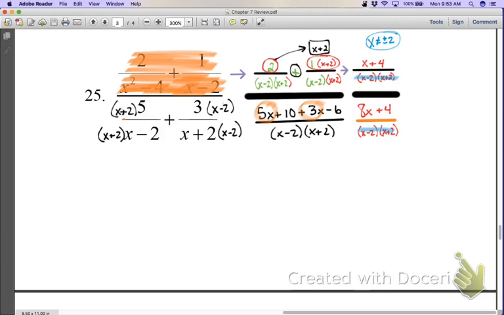From here, it's completely up to you as far as what you want to do, whether you want to keep everything stacked, or if you want to do keep, change, flip. Again, it's up to you how you want to do it. If you want to do keep, change, flip, that's fine. All that means is I'm going to keep the top exactly like it is. And I'm going to have x plus 4 on top over x minus 2 and x plus 2. I'm going to change from division to multiplication. And then I'm going to flip my bottom fraction. So I'm going to have x minus 2 and x plus 2 on top. And then 8x plus 4 on the bottom side.